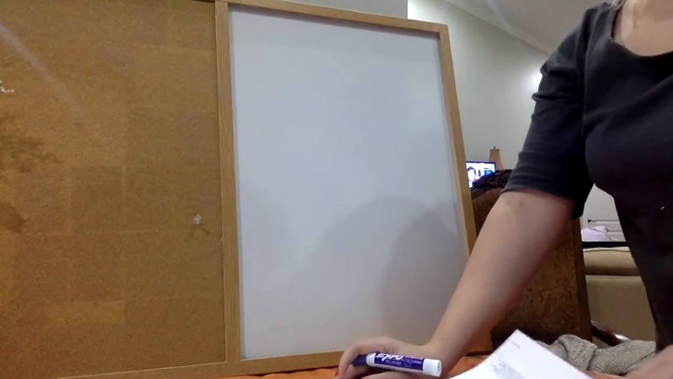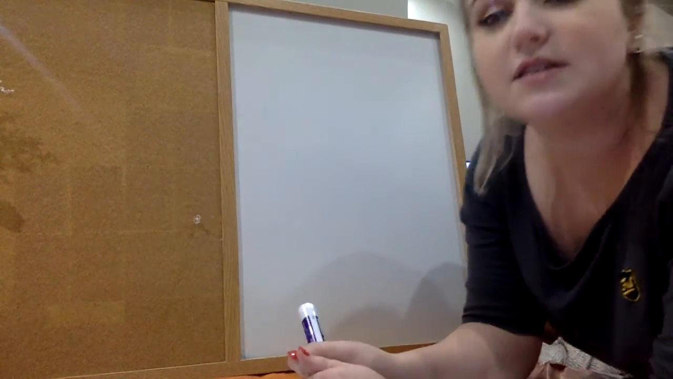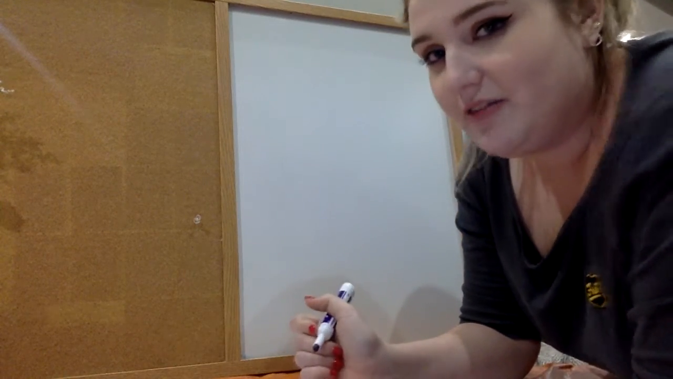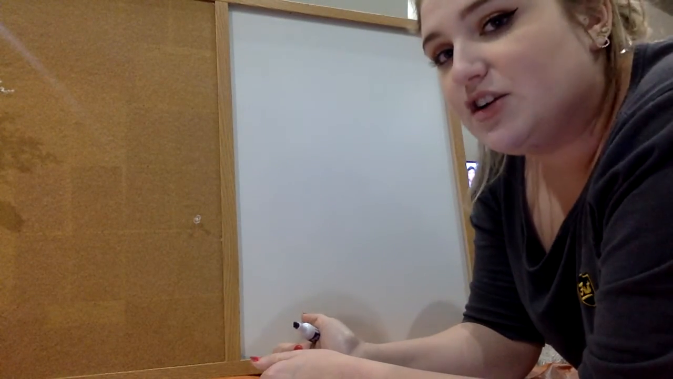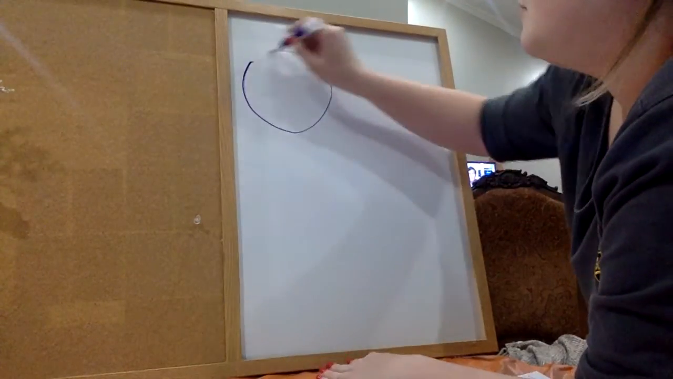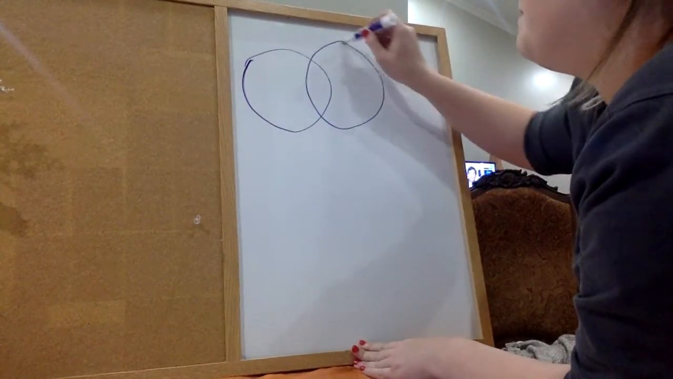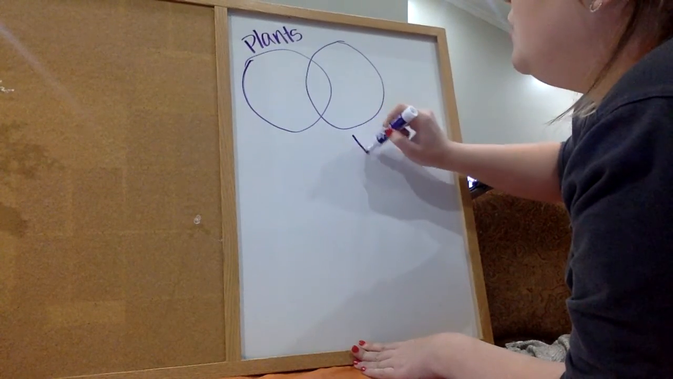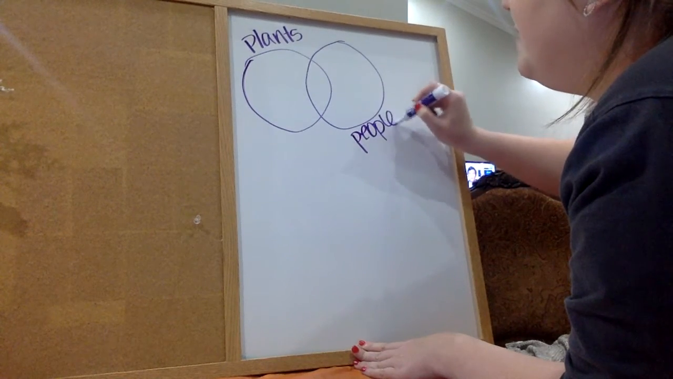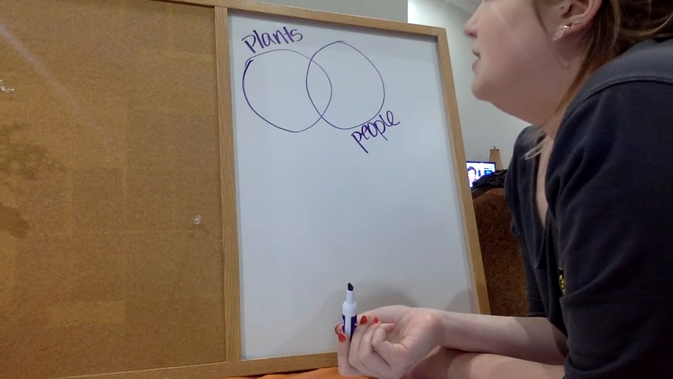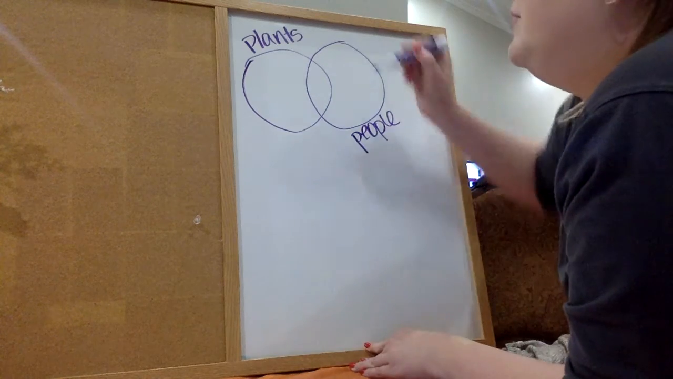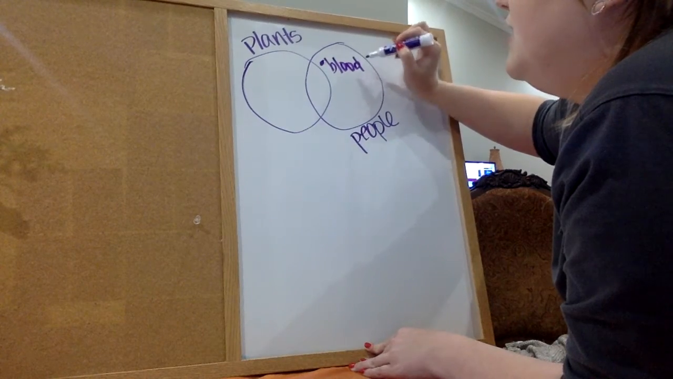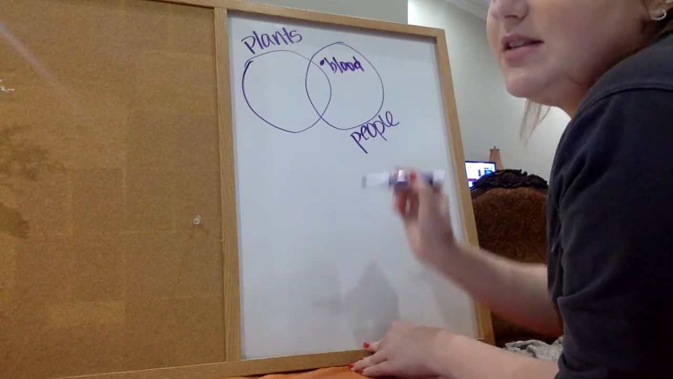But here we go. Let's think about some similarities and some differences between plants and people. So I'm going to draw a Venn diagram, and I'm going to put up some things that are similar and some things that are different. So we're going to do plants. We're going to do people. Okay, well, what makes this go? People need blood to live. We'll put that over here. People have blood. What would be the equivalent for a plant? Plants have sap.